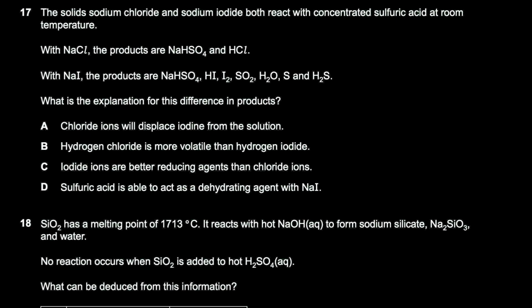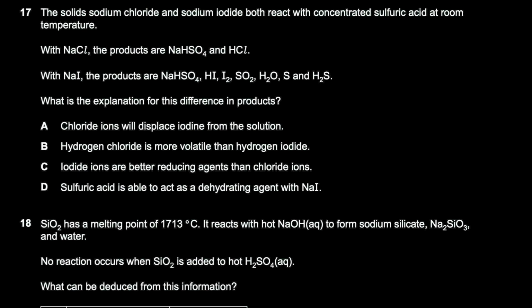The solids sodium chloride and sodium iodide both react with concentrated sulfuric acid at room temperature. With sodium chloride, the products are NaHSO4 and HCl, whereas with sodium iodide, the products are NaHSO4, HI, iodine, SO2, H2O, S, and H2S. What is the explanation for the difference in products?